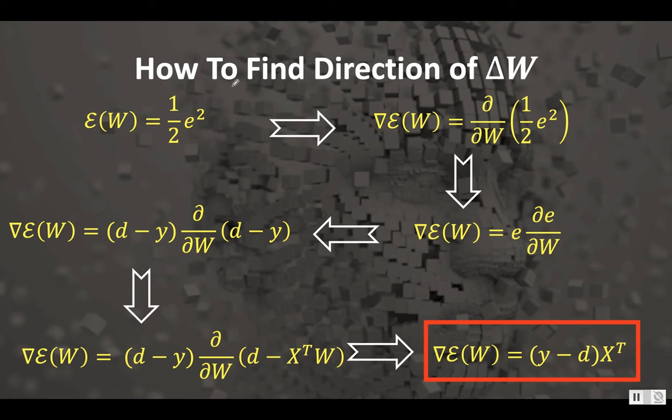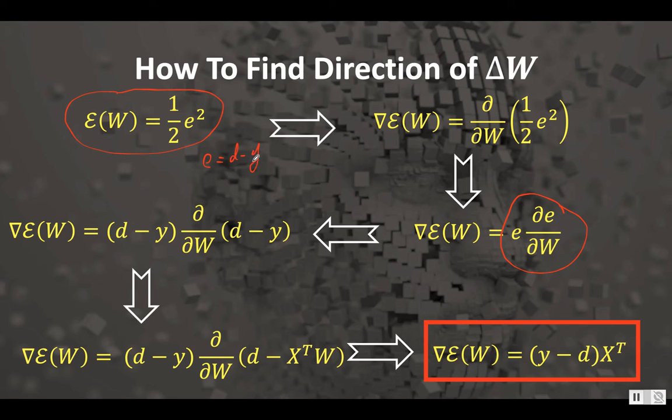So if we know this is the cost function, that's equal to 1/2 e squared. And we know e is nothing but d minus y, where d is the desired response and y is the actual output. For the cost function, we take the derivative with respect to w. That equals the derivative of 1/2 e squared, which is e multiplied by ∂e/∂w.